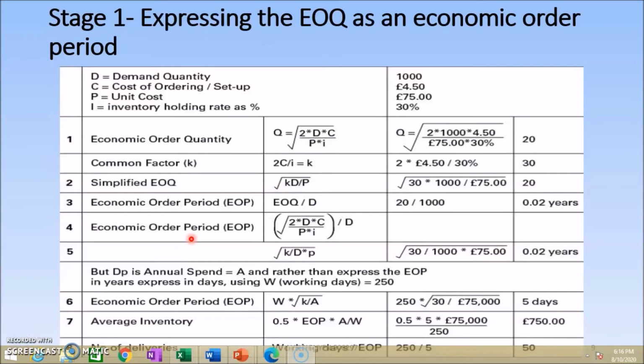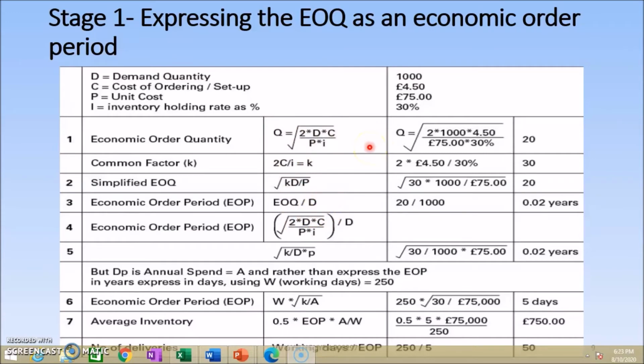So stage 1, expressing the EOQ as an economic order period. In this stage, we will use formulas and calculations to convert EOQ into an economic order period in days. I have already put all the formulas here, and I will go briefly through each one.